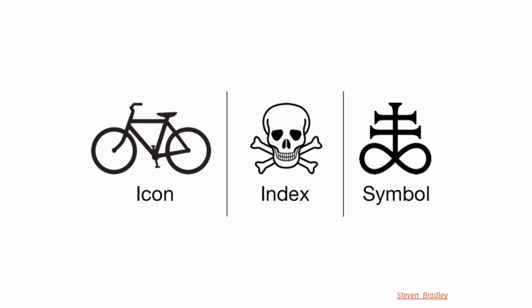The skull and crossbones, however, represents death, but death doesn't look like this. Skull and crossbones is something that can't exist without death, and so that is why this is an index. And then the final one, we're not sure what this means. This has to be learned or associated with the thing that it represents. So for example, letters are symbols. The money sign is a symbol because we have to learn to associate it with the signified object.